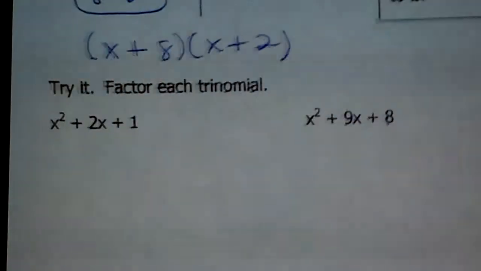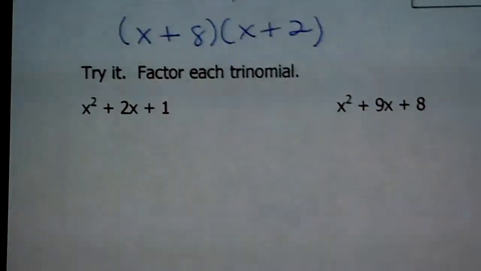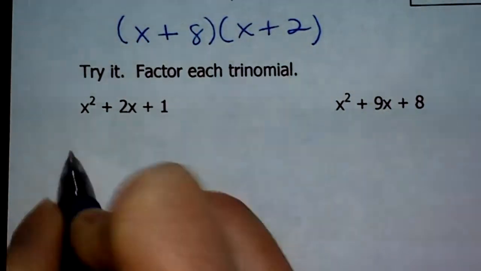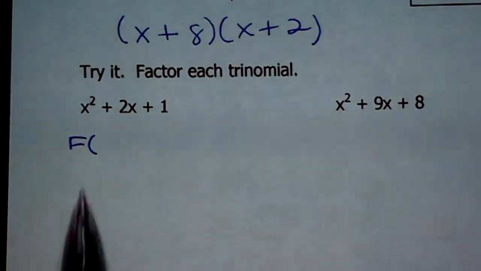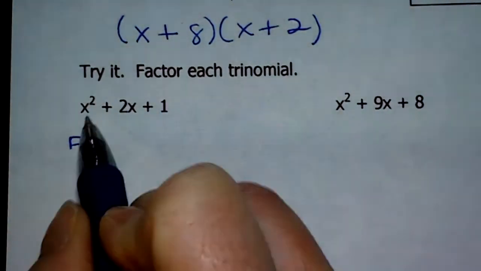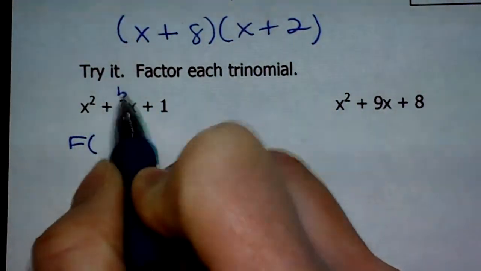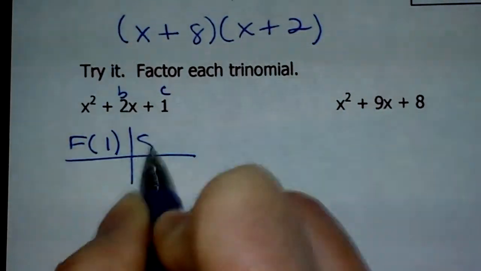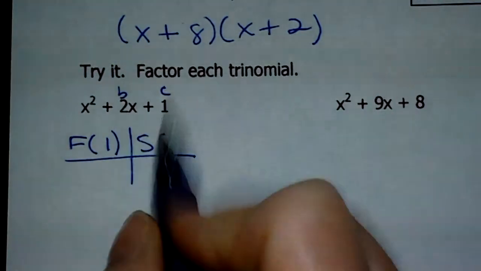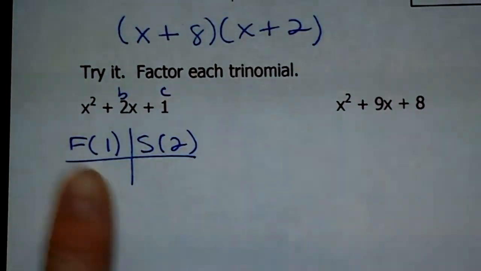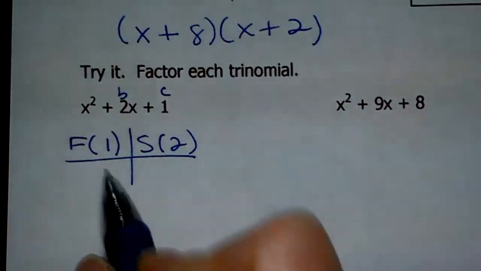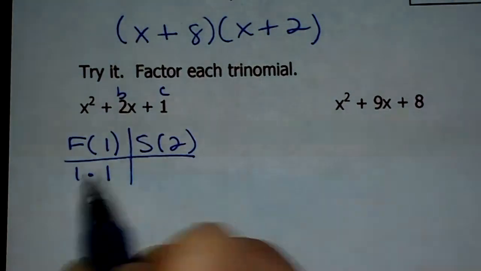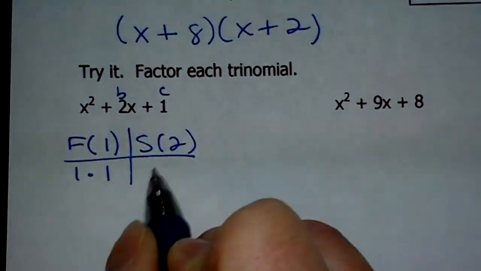I'm going to zoom in a little bit closer here. All right. So I want to make a factor sum chart, and I want to know the factors of c. This is c, right? Because the form of the equation is x squared plus bx plus c. So the factors of 1 that will give me the sum of b, which is 2. So what are the factors of c that will give me the sum of the b? Well, the only factors of 1 are 1 times 1. And is the sum of those factors 2? Yeah, 1 plus 1 is 2.